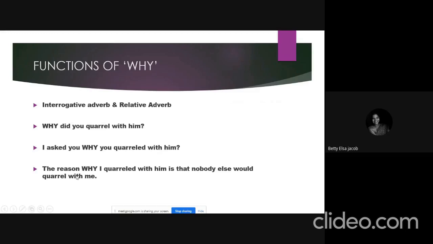Look at the third statement. The reason why I quarrel with him is that nobody else would quarrel with me. Now, here it's not a question, so it's definitely relative. Okay, it's a relative adverb. So, why can function as an interrogative adverb and a relative adverb. So, remember, what and which can function as interrogative pronoun and interrogative adjective, relative pronoun and relative adjective. Where and why will always be interrogative adverb or relative adverbs.